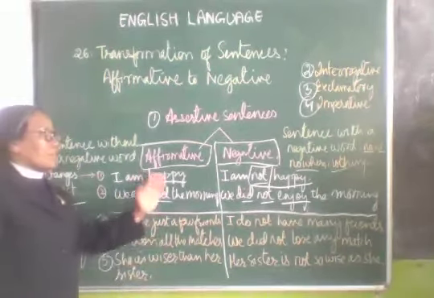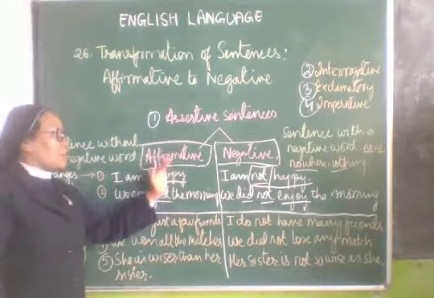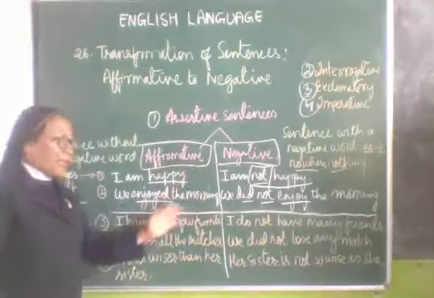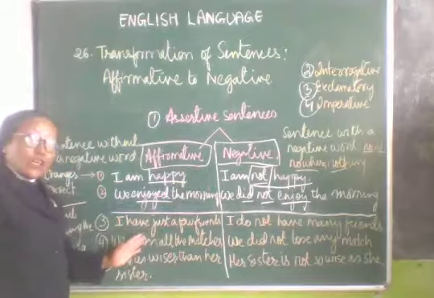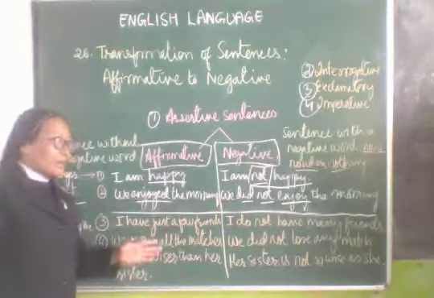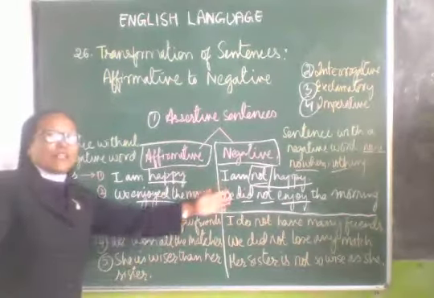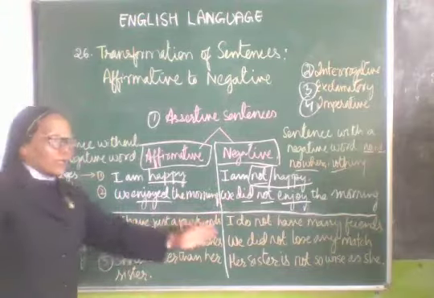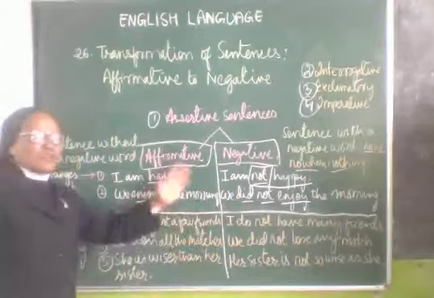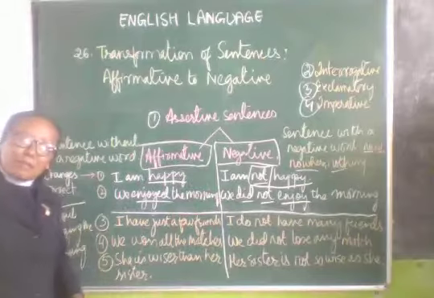So, how an assertive sentence, affirmative to negative, can be transformed without changing the meaning. In the direct one we have changed the meaning. Here we will be changing affirmative to negative without changing the meaning.